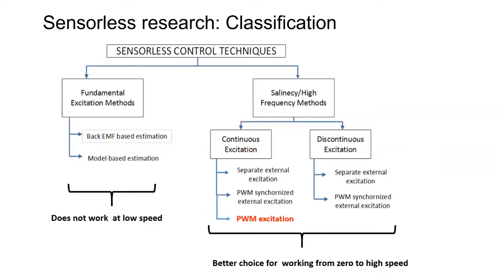I'm just going to brush through this slide here. In the EPS case, we are using the one highlighted in the PWM excitation area, because we want to keep the noise and NVH requirements down. There are different types of sensorless, some which work at low speed, some which work from zero to high speeds. In the EPS case, we want a sensorless technique which works from zero till high speed, so it usually falls under the category of saliency and high frequency methods. I'm not going to get into sensorless topics now.